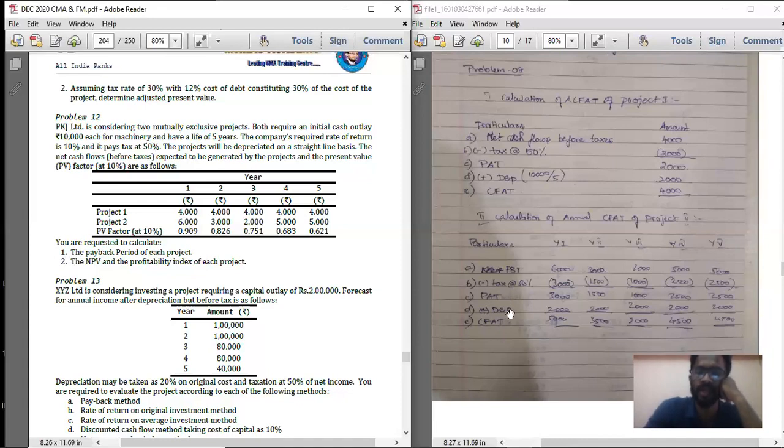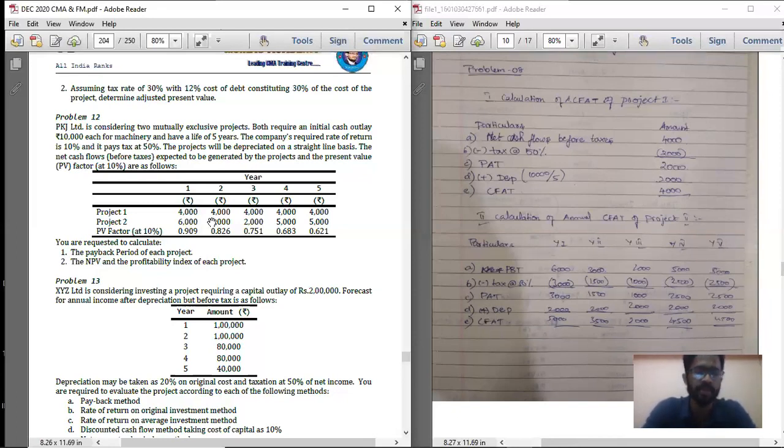Profit after tax within bracket A minus B. For year 1, record 3000, 6000 minus 3000, you are getting 3000. Year 2, 1500. Year 3, 1000. Profit after tax for year 3, 1000. And for year 4, 2500. And for year 5 also 2500. So this is the profit after tax. On this profit after tax, if you add back depreciation, you will get CFAT.